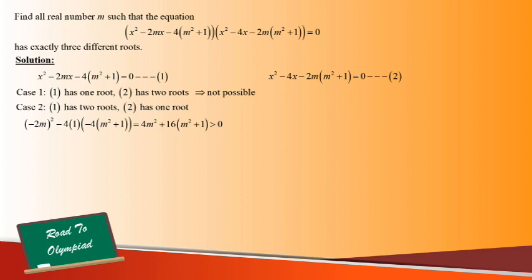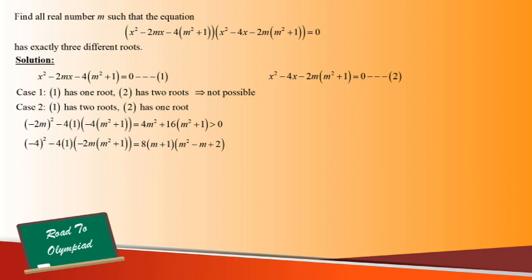As for case 2, equation 1 indeed has 2 roots. So let's consider the discriminant of the second equation, which can be simplified into 16 plus 8m times (m squared plus 1). We can simplify this as 8m cubed plus 8m plus 16, or 8 times (m plus 1) times (m squared minus m plus 2).